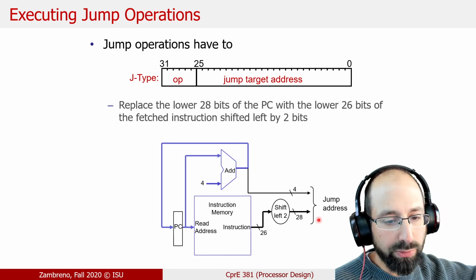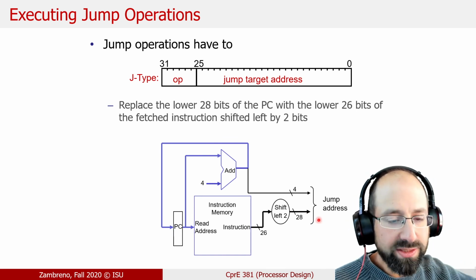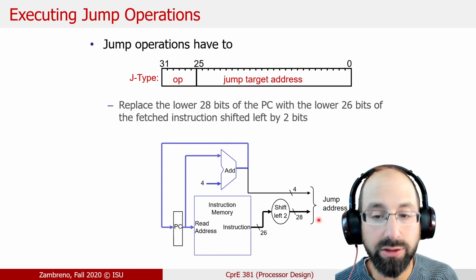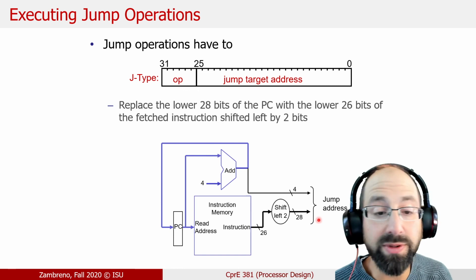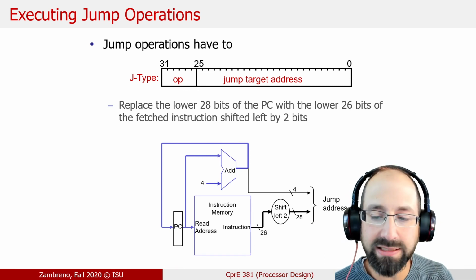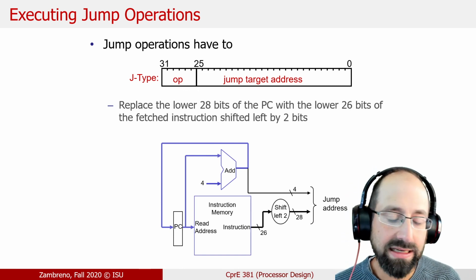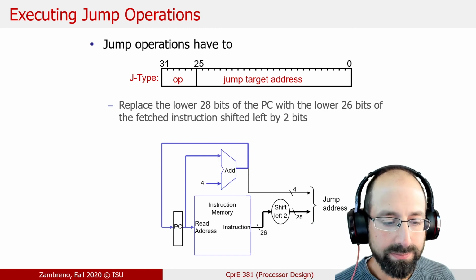And unlike in the branch, where we still have to figure out whether the branch should be taken or not, for our jump, it's always taken. It's not a conditional thing. It's an unconditional branch in this case. We're always going to take it here.